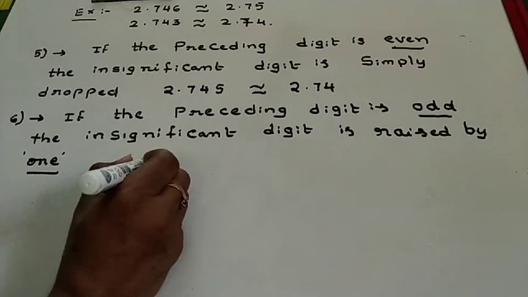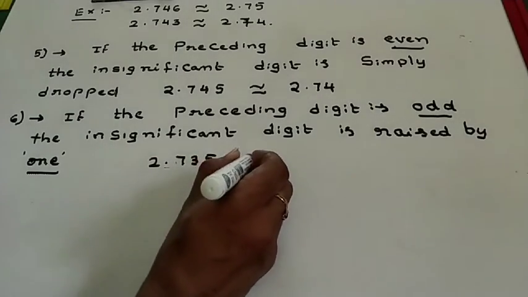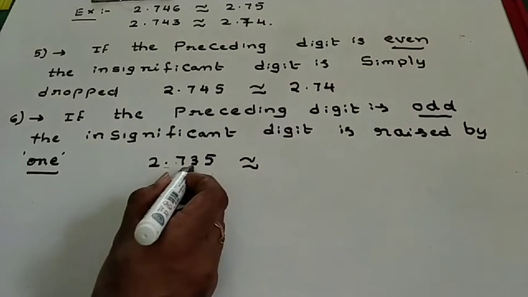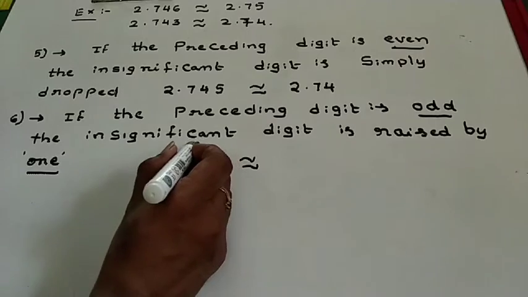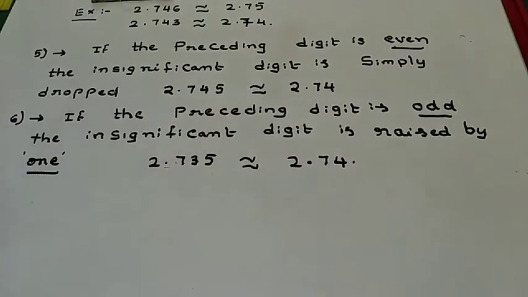Suppose the number is 2.735. Just imagine like this. Now it is which number? Odd number. So that we have to take one number from here, so that it becomes as 2.74, like that. This is the meaning for that one. Now go for point number 7.